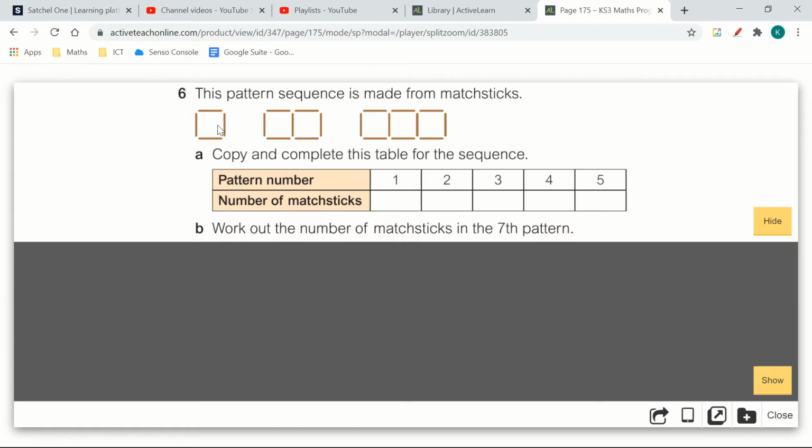Okay, so on to patterns again. So copy and complete the table for the sequence. So saying it's made of matchsticks. So work out what you need to do there. So work out the number of matchsticks for the 7th pattern. Now some of you might find it easier to go straight and work out what the 6th one is and then work out what the 7th one is. Some of you might want to do a little bit of maths and work it all out. Okay, pause the video.